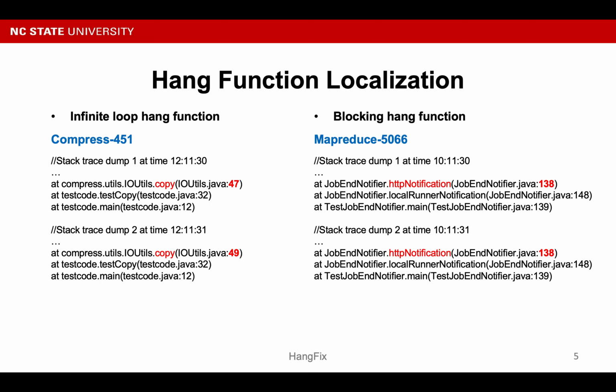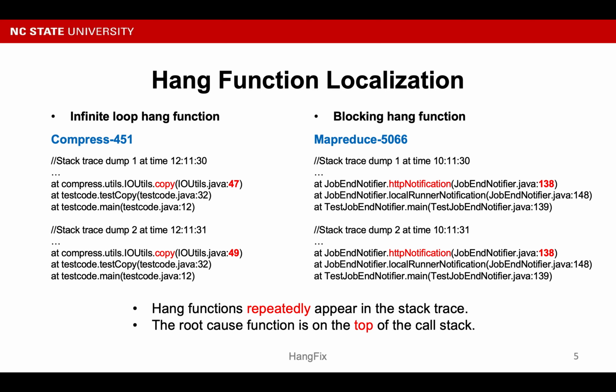The MapReduce bug shows an example of blocking hang bug. Inside this figure, we can see that the HTTP notification function is a hang function. Since this is a blocking hang bug, the same line of the hang function is invoked at different timestamps. Based on the observations, we conclude that the hang functions repeatedly appear in the stack trace, and the root cause hang function is always on the top of the call stack.